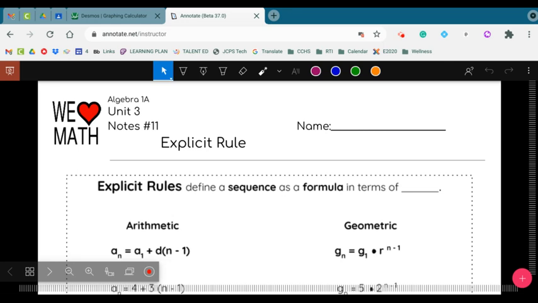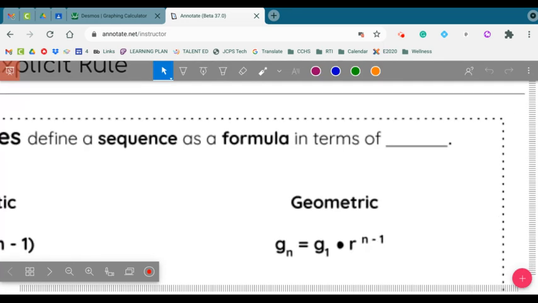Okay, today we're going to be talking about our notes number 11, which is the explicit rule. So we've talked about the recursive rule. Now we're going to be talking about the explicit rule. And there's an explicit rule for both our arithmetic and our geometric sequences. So the explicit rules define a sequence as a formula in terms of n.